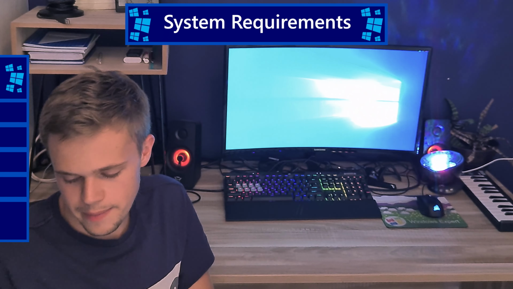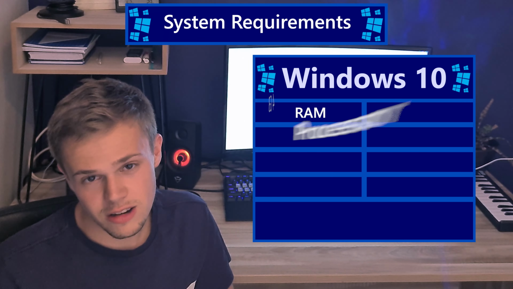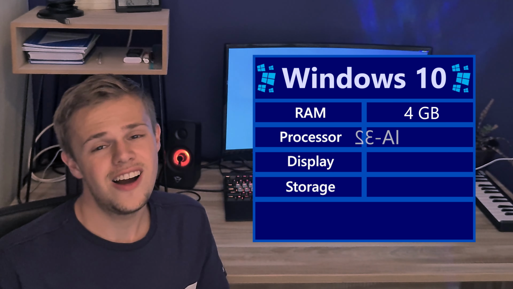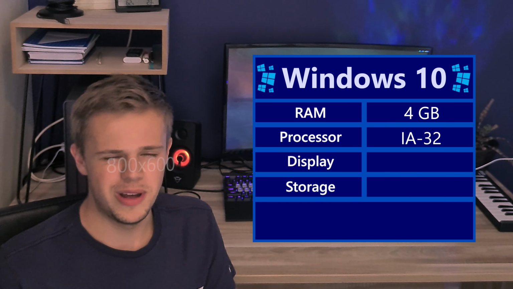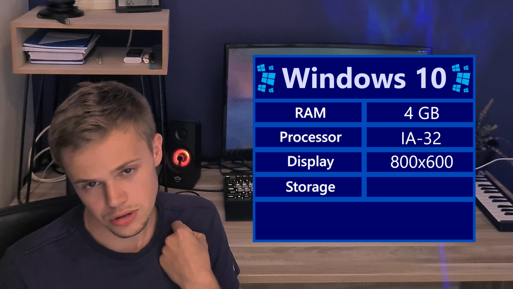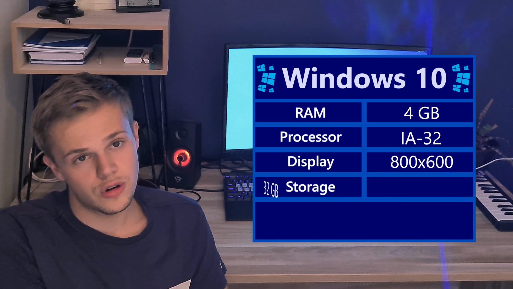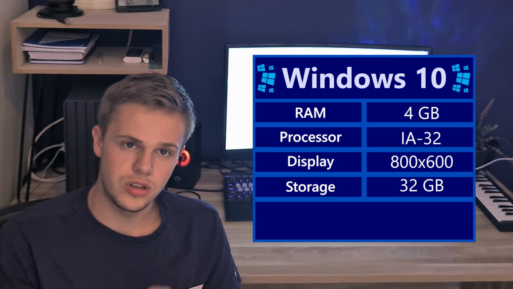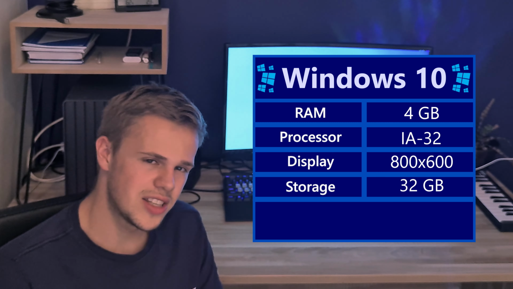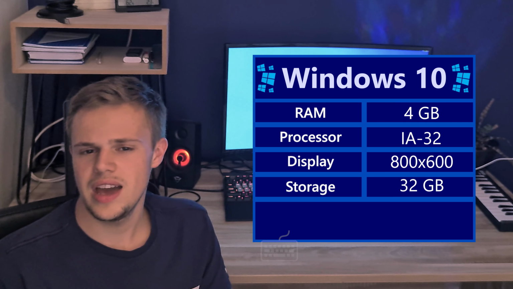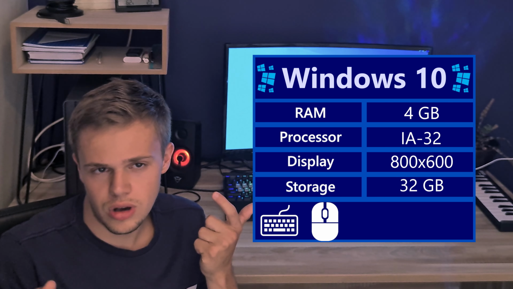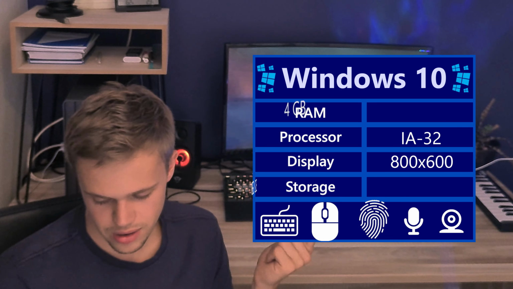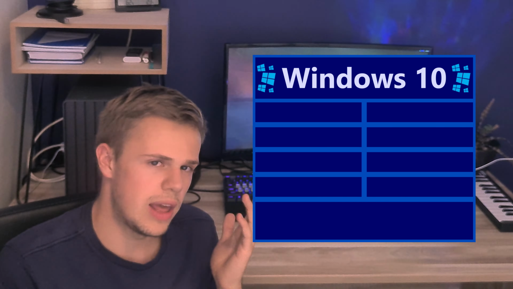What are the system requirements? You need a memory of 2 GB, and they recommend 4 GB. The processor is Intel Architecture 32. The display recommended is 800 by 600 pixels. The storage of your computer must be at least 32 gigabytes on your disk. Other devices that are really easy: I think the keyboard and the mouse are also always required. Also easy are a fingerprint reader, microphone and integrated webcam. That's mostly on the laptops.